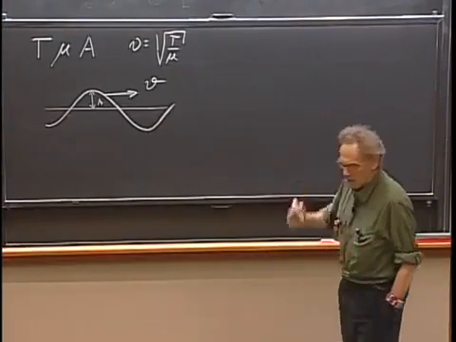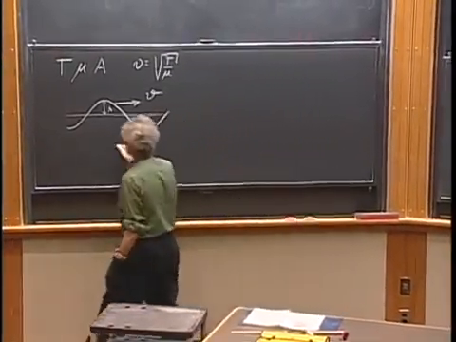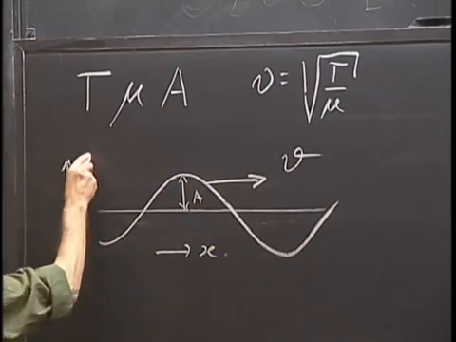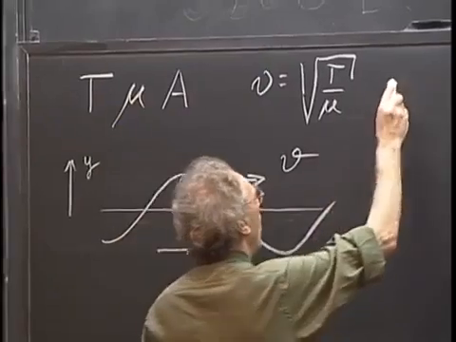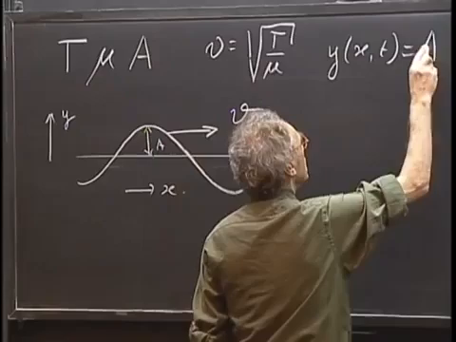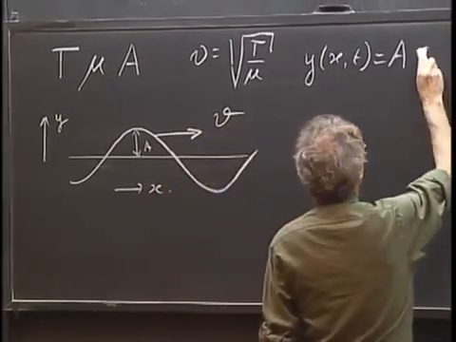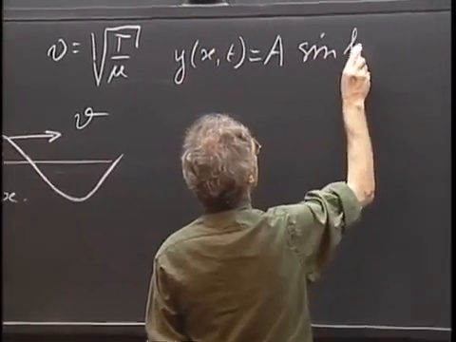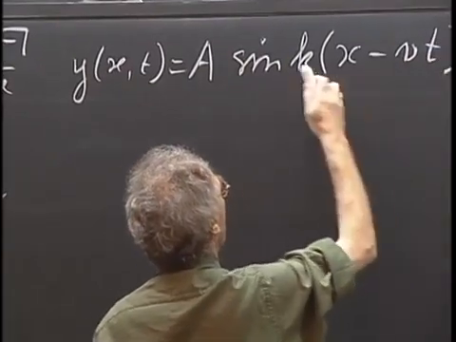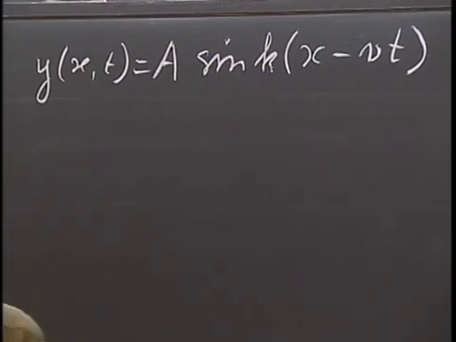I want to deal with energy, and I first will write down the equation for the traveling wave. If this is the x direction, and this is the y direction, then y as a function of x and t would be the amplitude A, and then you can write this down in many ways. I will write it down as the sine of k times (x minus vt). If you want to write it down with k v as omega, that's fine too. I have no problems with that.